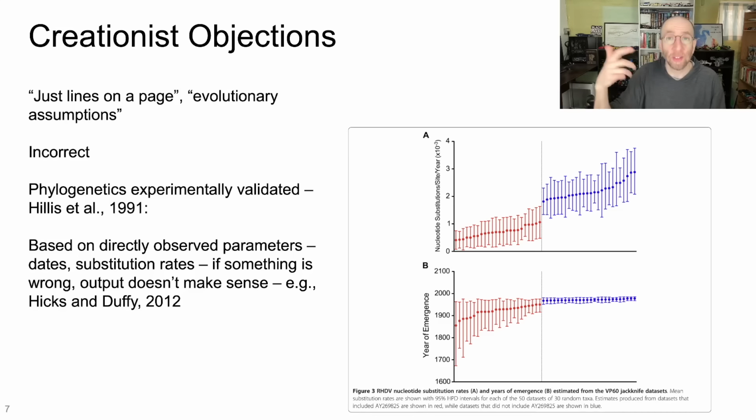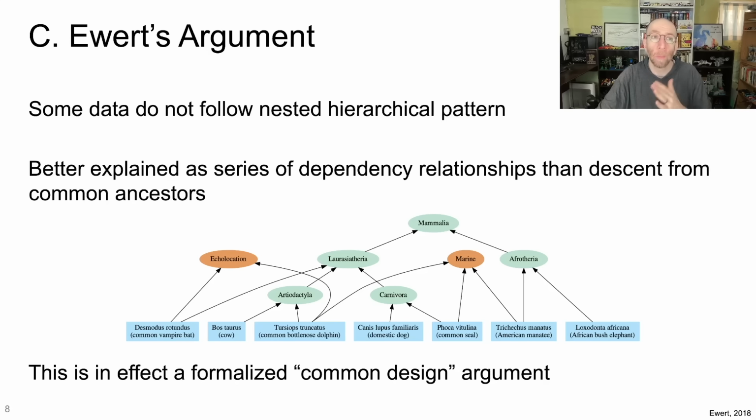This is, in effect, a formalized version of the common design argument, right? That we see reused components because a designer reused them as the designer was designing the different groups of organisms. And this is not me putting words in Winston Ewert's mouth. This is how he describes it, okay? So basically, he is claiming to provide a mechanism for common design. So he actually writes in the paper that the problem with common design is the lack of some concrete mechanism.